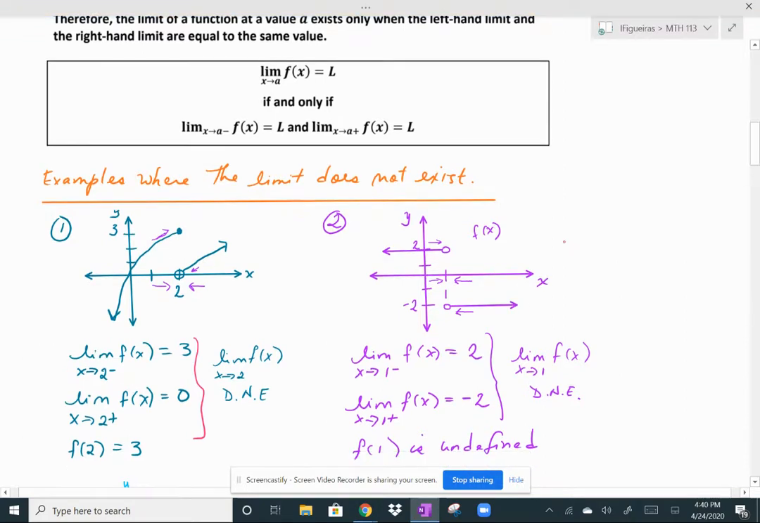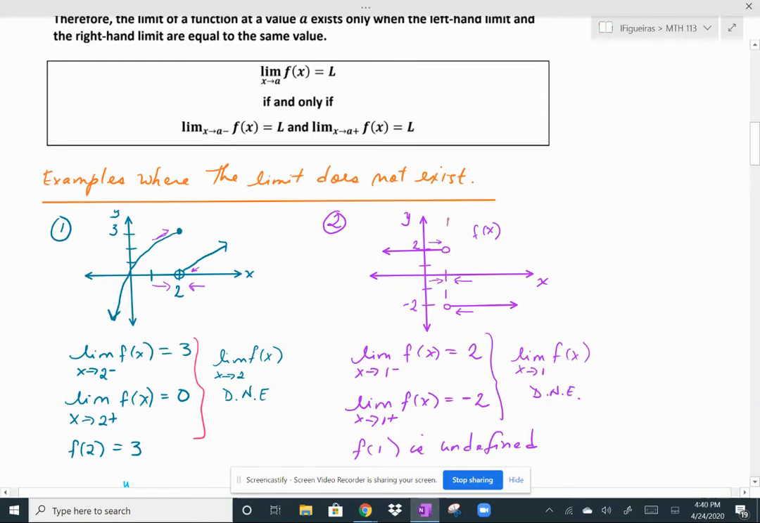All right, so let's look at the example here on the right in purple. So I have the limit as x approaches 1 from the left of f of x. As you get closer and closer to 1 on the left side, the function value is approaching 2. As you get closer and closer to 1 on the right side, the function value is here below, approaching negative 2. Once again, your right and left-hand limits are different, and therefore the limit of the function at 1 does not exist. And also, f of 1 does not exist.